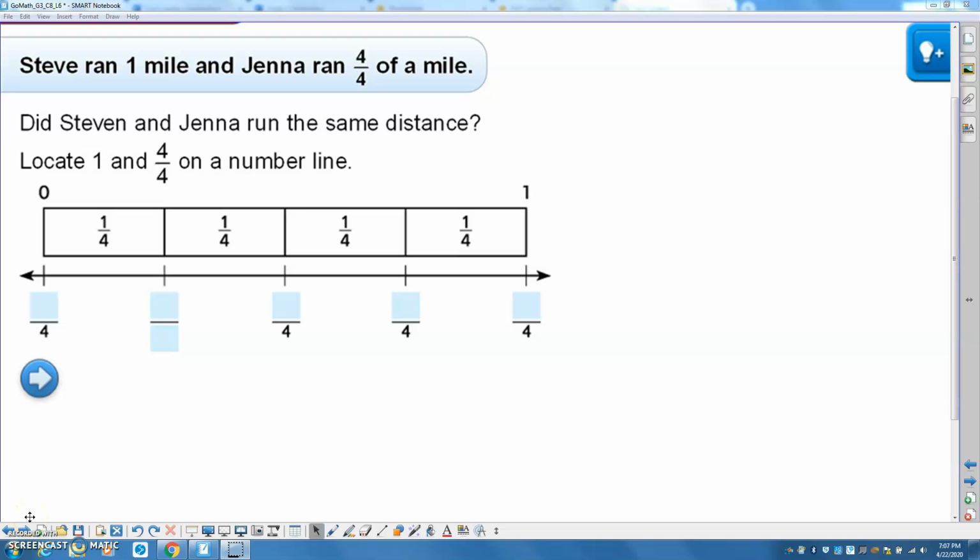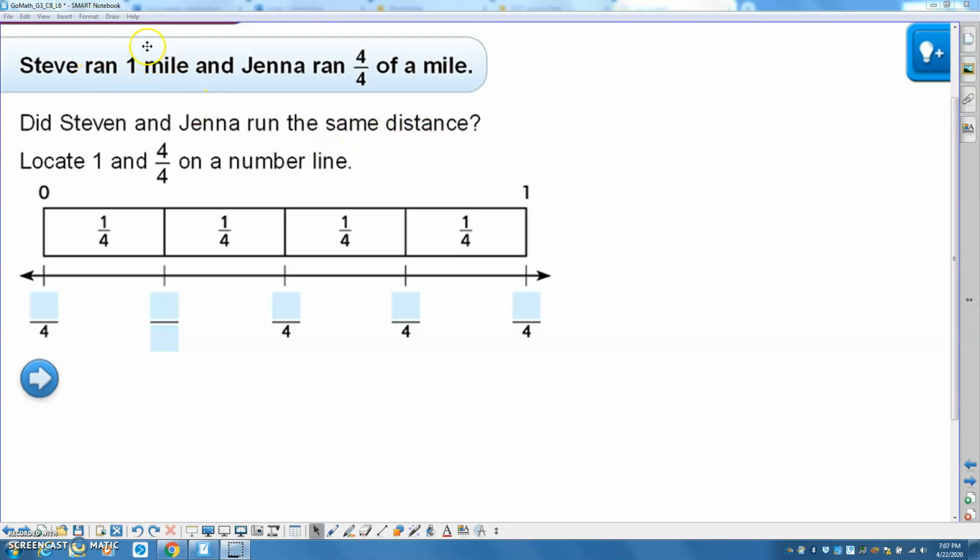Okay, today we're going to relate fractions to one whole, and we're going to show that using a number line. So let's see, Steve ran 1 mile, 1 whole mile, and Jenna ran 4/4 of a mile. So what we want to see is, did Steve and Jenna run the same distance?